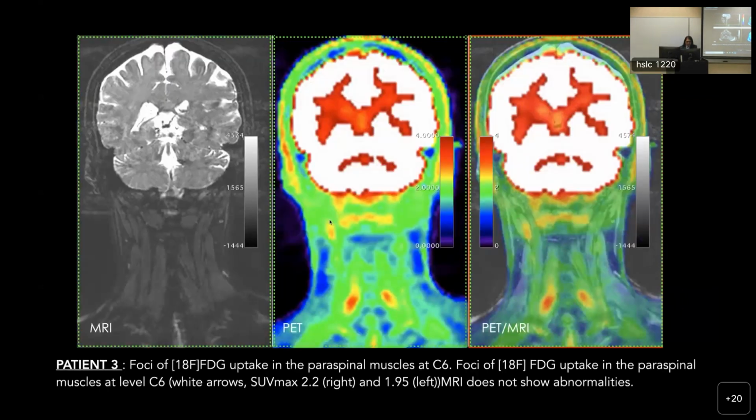This is just coronal images of that same patient, showing again how a fluid sensitive sequence won't pick it up, but the FDG is picking up some abnormal uptake at that level, raising suspicion maybe something's wrong at that level.